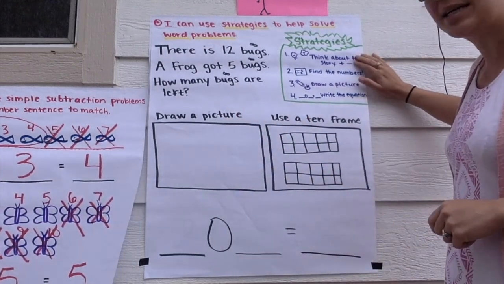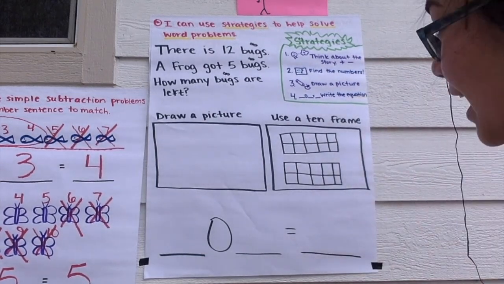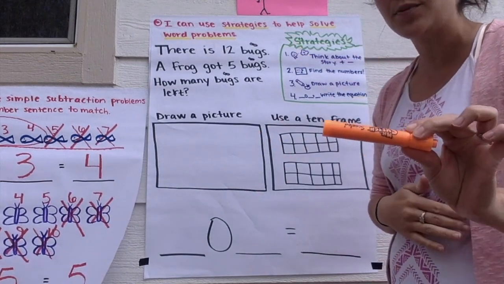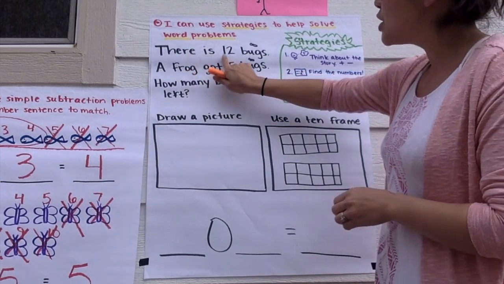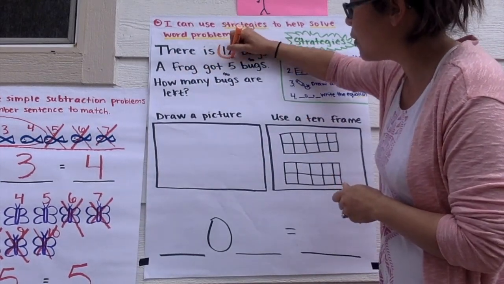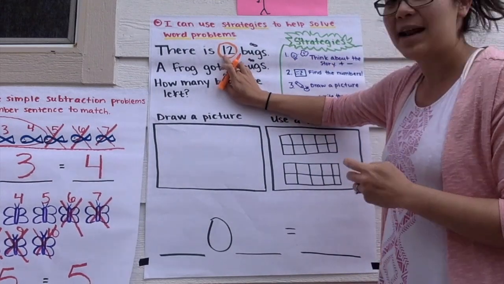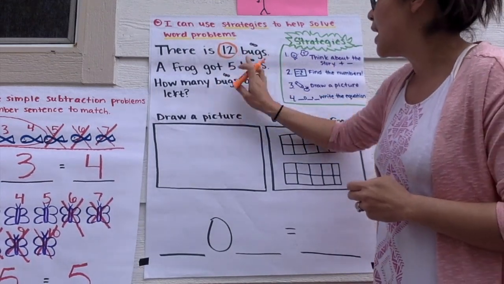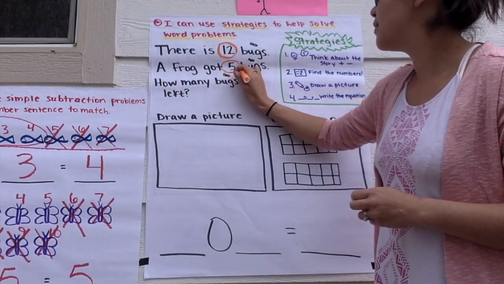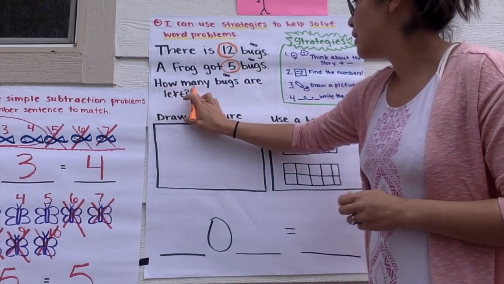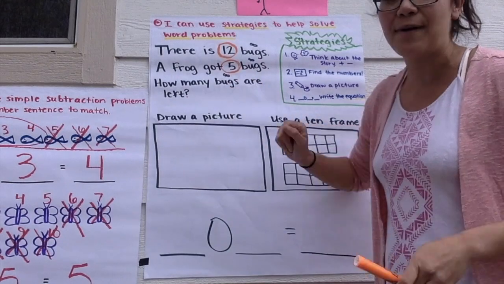So now that I've thought about my story and I've decided it's going to be a subtraction problem, I got to go back and I got to find my numbers. So I have my orange marker and I kind of saw the numbers when we were reading. There is 12 bugs. I see the number 12 right here. So I'm going to put a circle around that number to help me remember that number when it comes time to solve again. And I'm going to keep looking. A frog. Oh, there's another number. Number 5. Now I'm going to keep looking. Okay, no more numbers. I see my two numbers are 12 and 5.